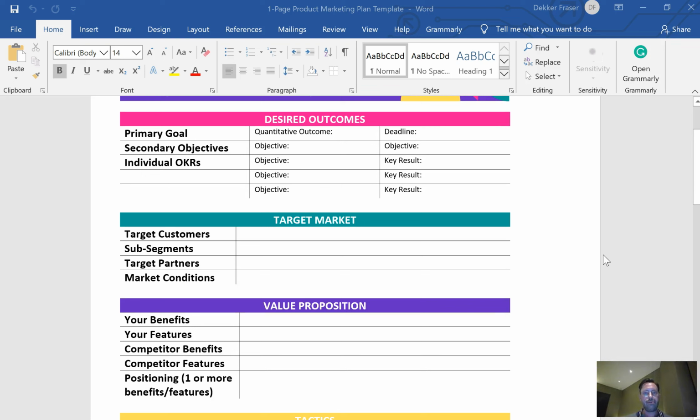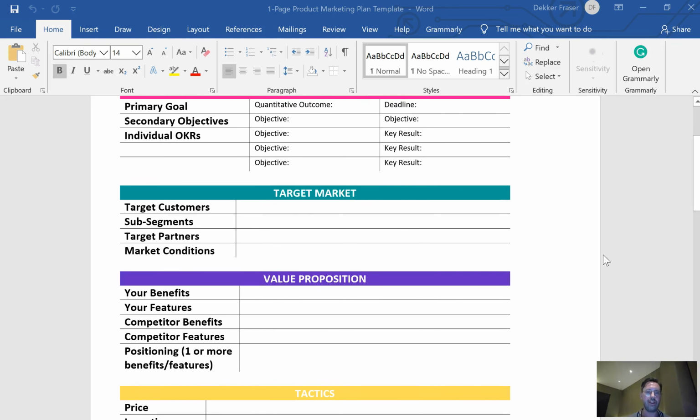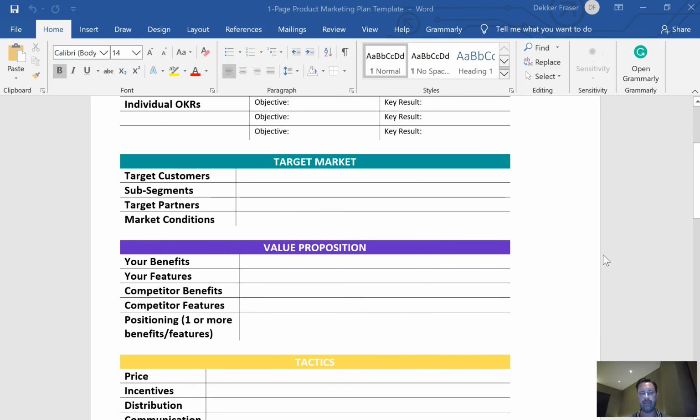Now, after you have a sense of what the desired outcomes are, either for the quarter or the half year or for the entire year, or perhaps you even have a longer term time frame that you're dealing with, you want to work out who your target market is and define that target market. And the most important consideration is the target customers.